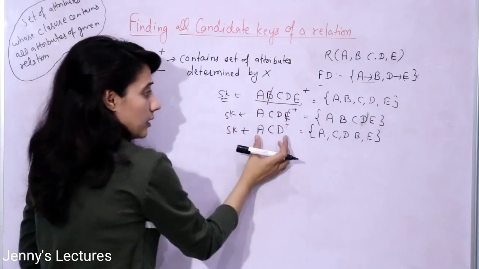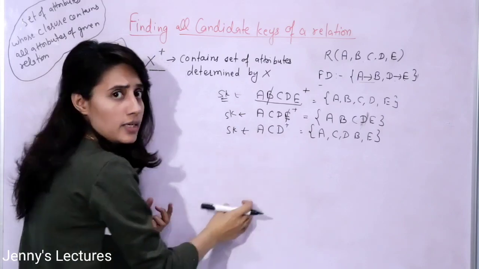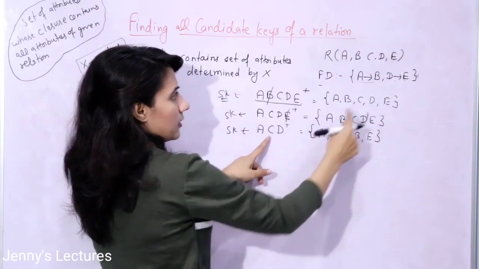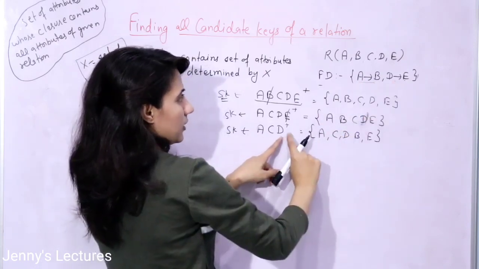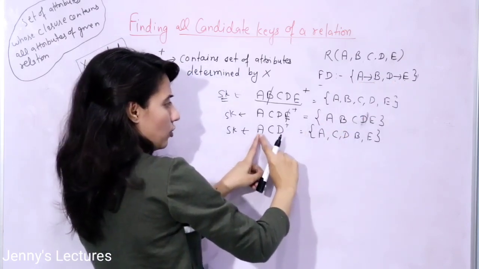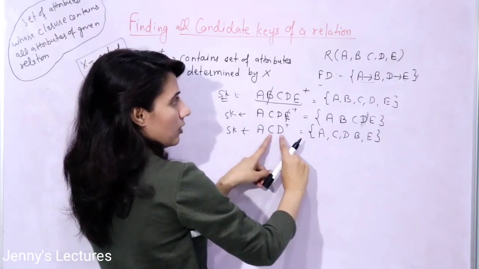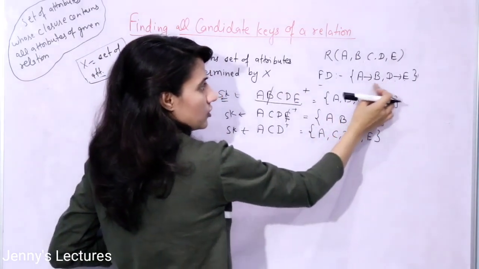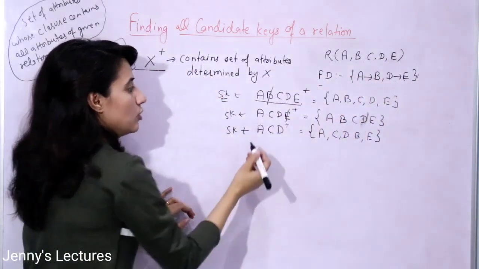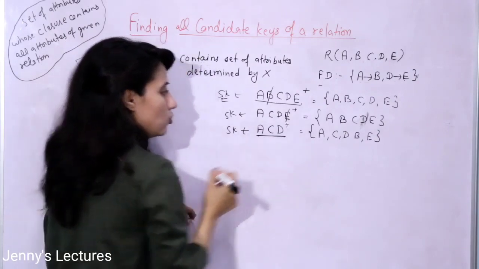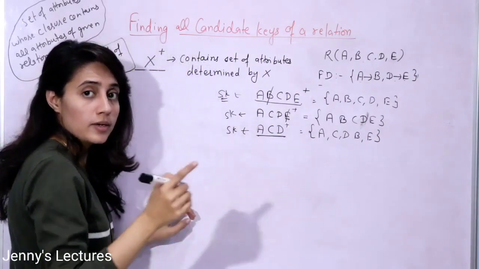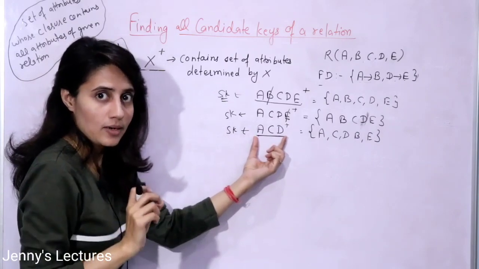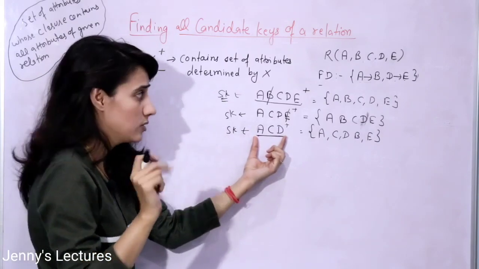Now see, can you discard something from ACD? No. A can determine B, but I have already discarded B. D can determine E, but I have already discarded E. I cannot discard A, C or D, because I cannot determine ACD with the help of any functional dependency given here, right? So now this is a super key. But I am not saying that this is a candidate key. You need to take care of this.